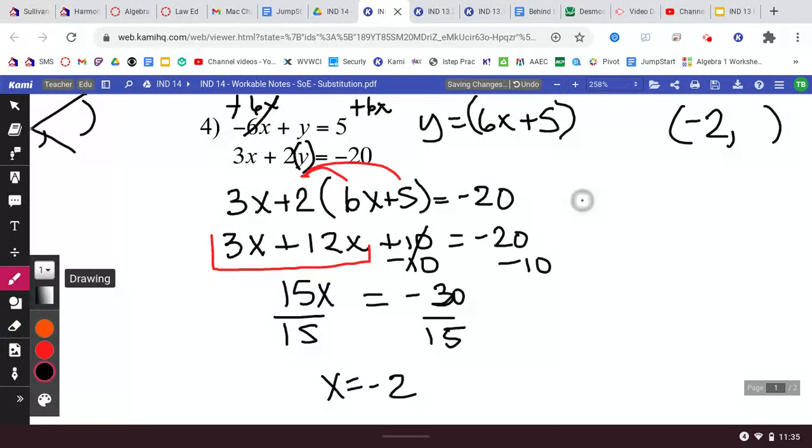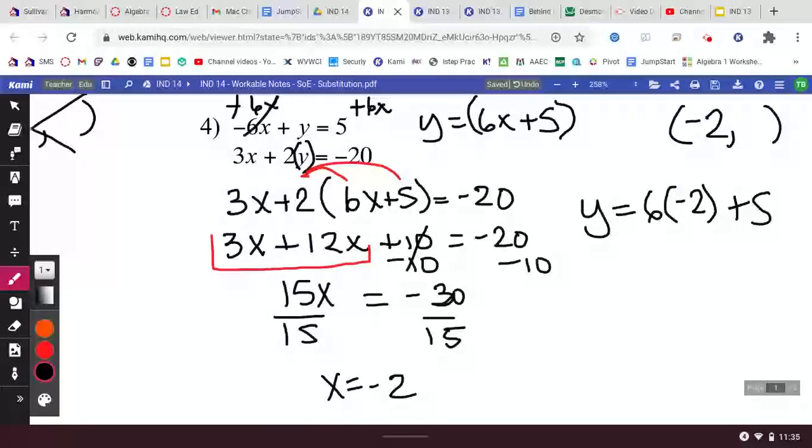So I've got y equals 6 parentheses. I'm going to plug in my x value that I know, that's my new information, plus 5. So I'm using y equals 6x plus 5. And it'll work if you use any of them. I could use the negative 6x plus y equals 5. I could use that other one. It doesn't matter. You're going to get the same answer. This one is just the easiest of the three to use.